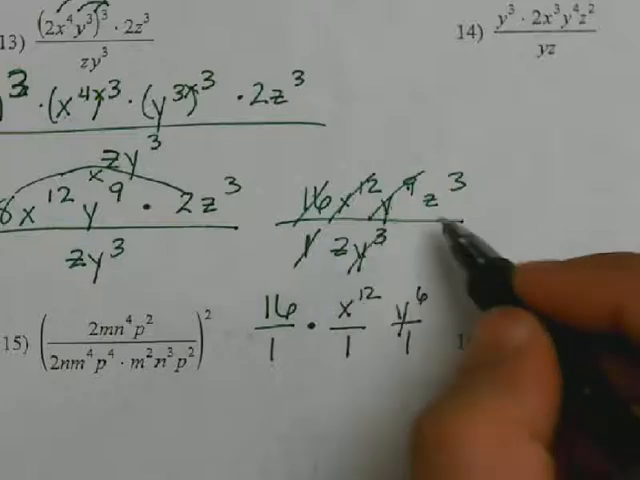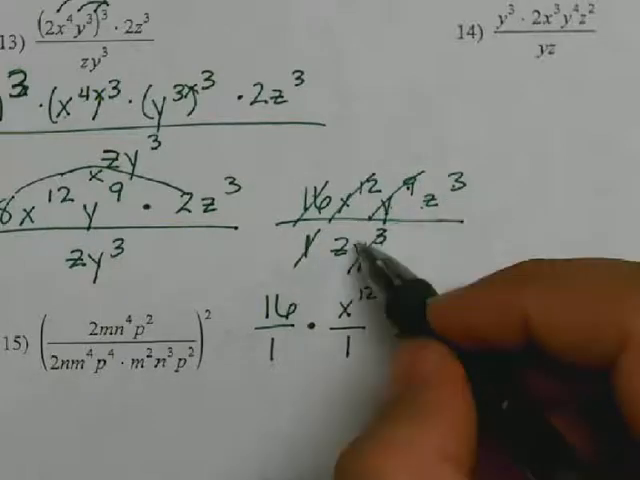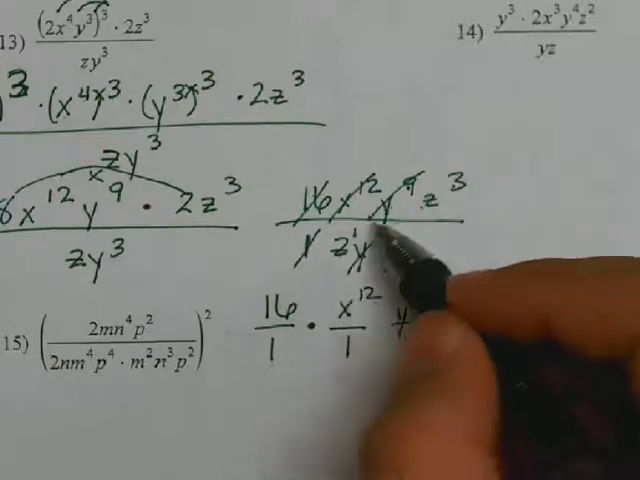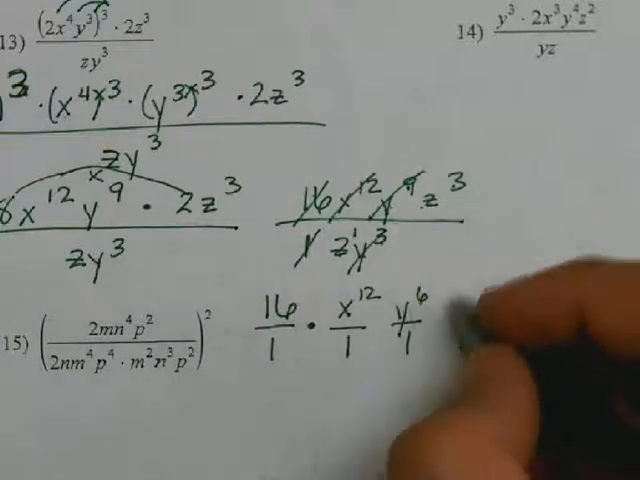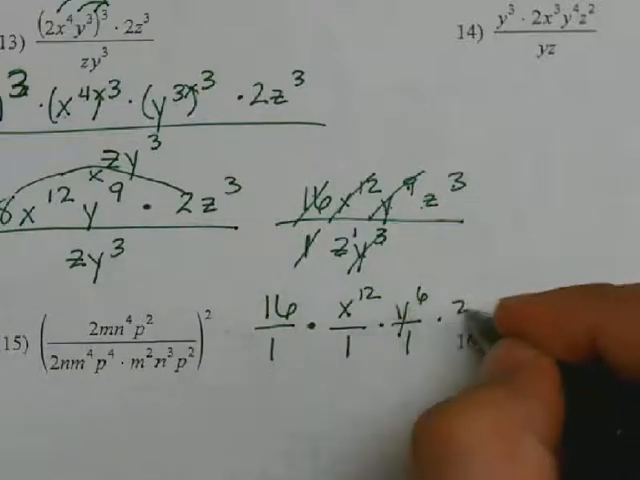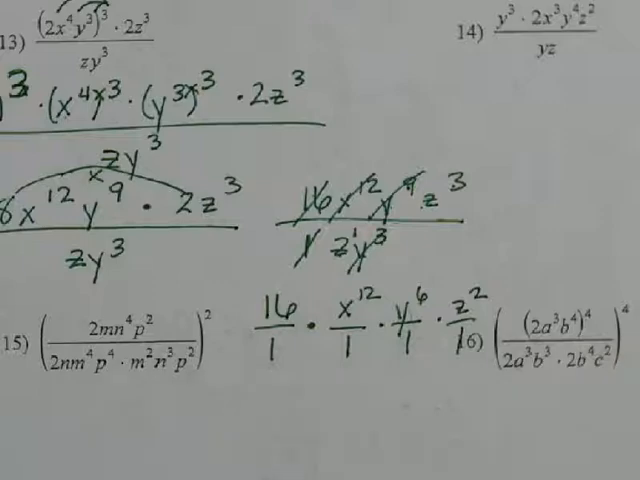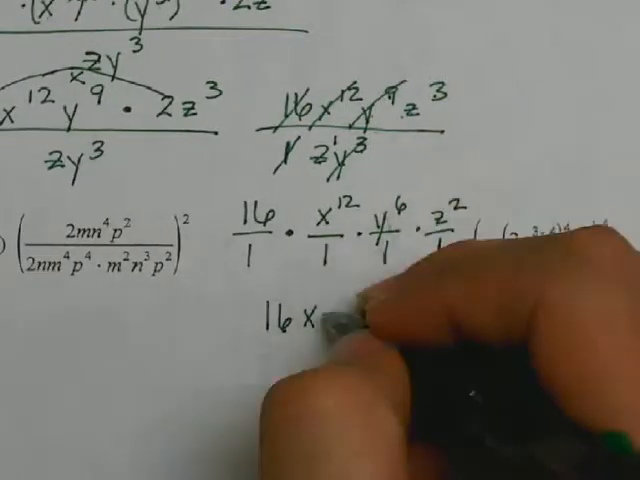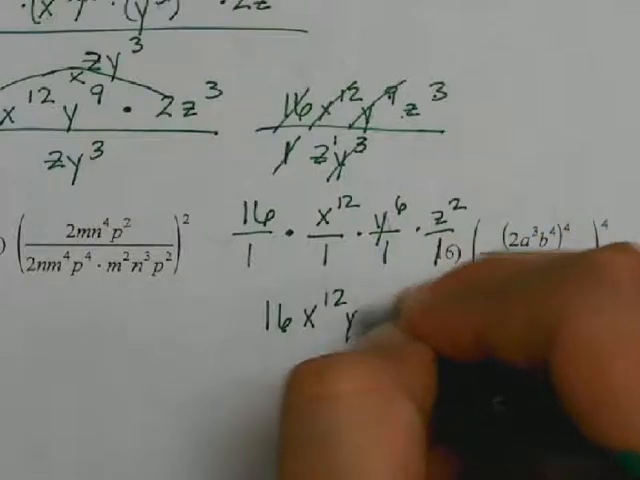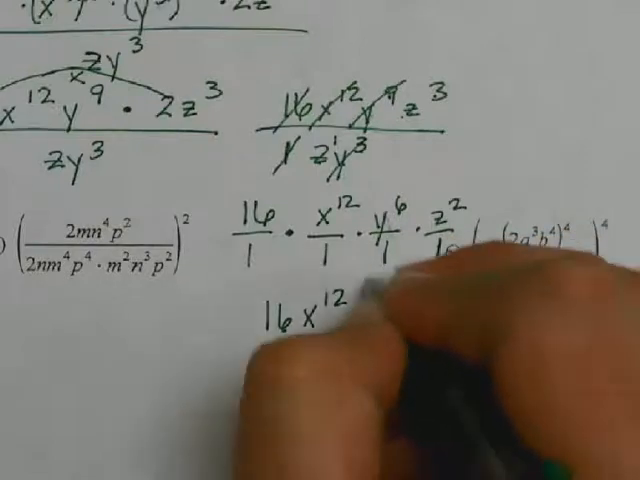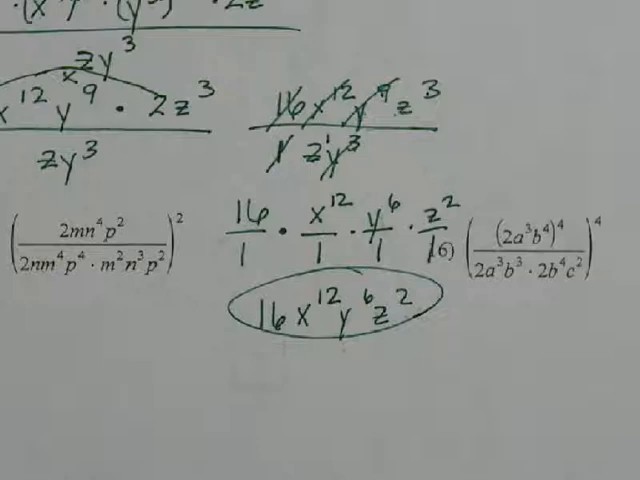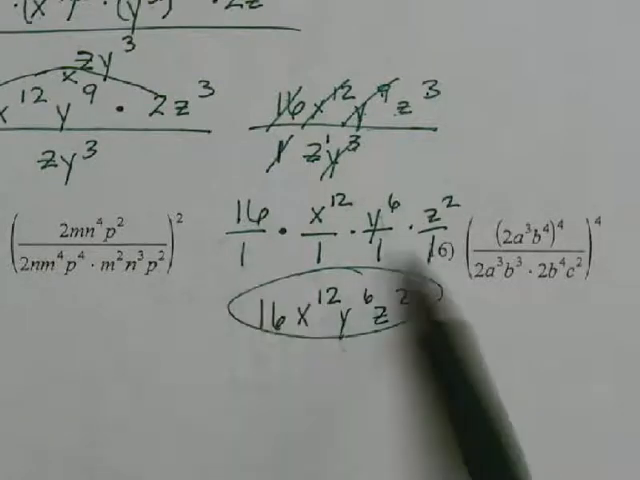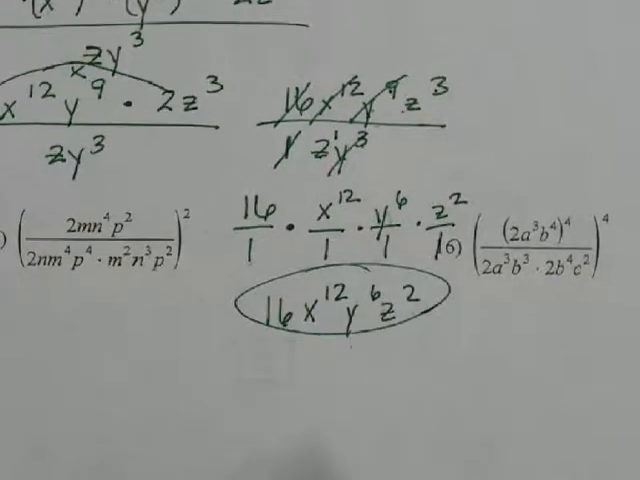Now the z's, z cubed over z to the first. Like bases, dividing, subtract. 3 minus 1 is 2. So times z to the second over 1. Now multiply numerators and denominators. I would have 16 x to the 12th, y to the 6th, z to the second. And that would be my final answer. I don't have to put that over 1 because basically the denominator is all 1, and anything divided by 1 is itself. All right.